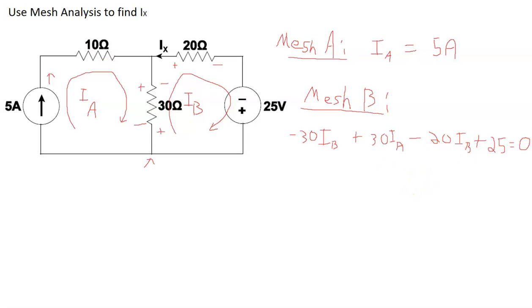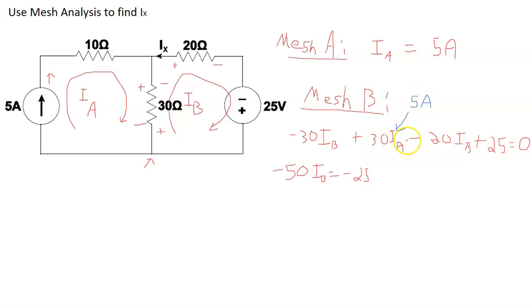Okay, so remember now that IA here, we know that that's 5 amps. So IA is not an unknown in that equation, all right? And so what that means for us is that we should take that into account now when we simplify this equation. So we have then negative 30 IB and negative 20 IB, negative 50 times IB is equal to 25. We bring across the equal sign, negative 25.